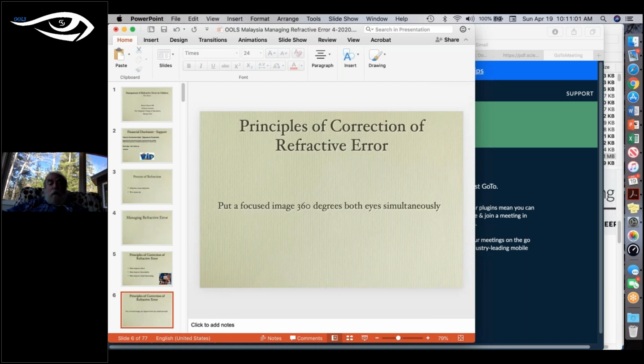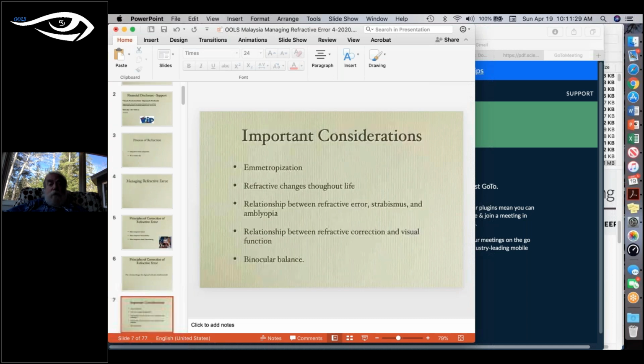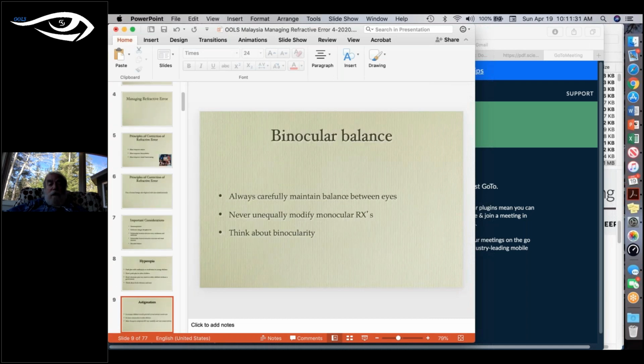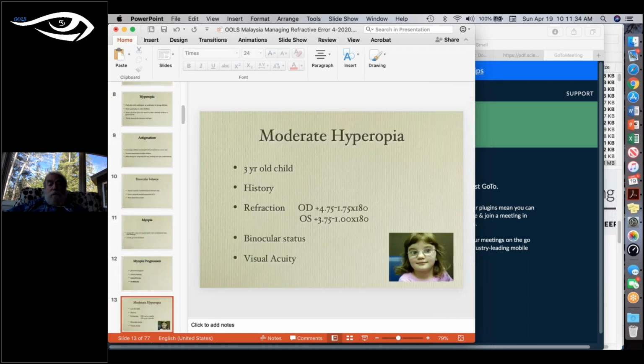The principle of correcting refractive error, as far as I'm concerned, is to put a focused image 360 degrees on both eyes simultaneously. I want to make sure that both eyes are corrected refractively and are in focus, that focused images are projected onto the retinas of both eyes simultaneously. A lot of what I'm going to talk about today in terms of cases is really going to be directly related to that. Now I'm going to skip through some stuff and get to the topic today.